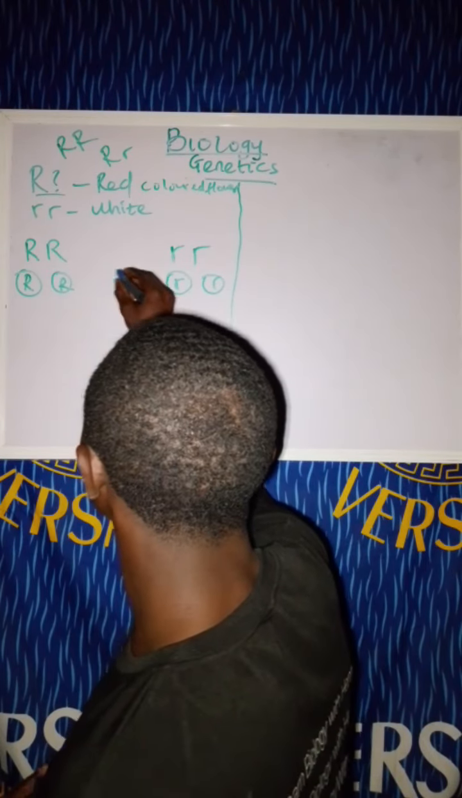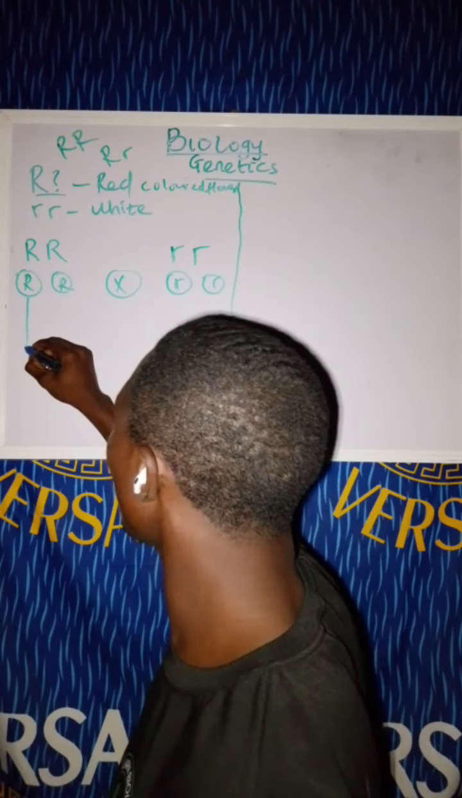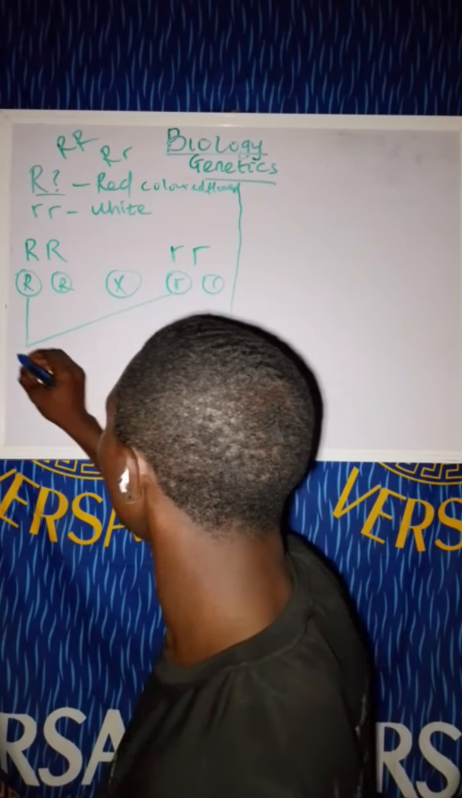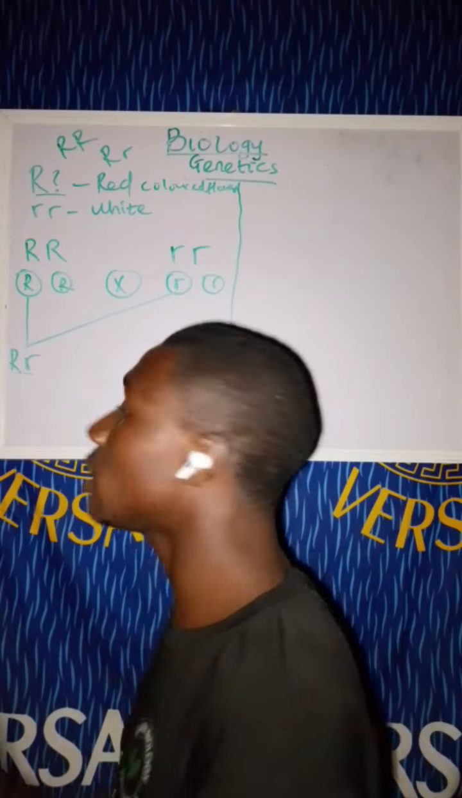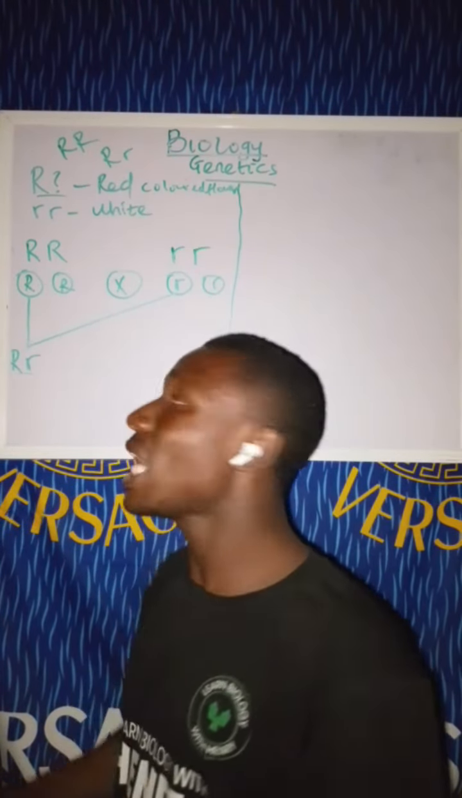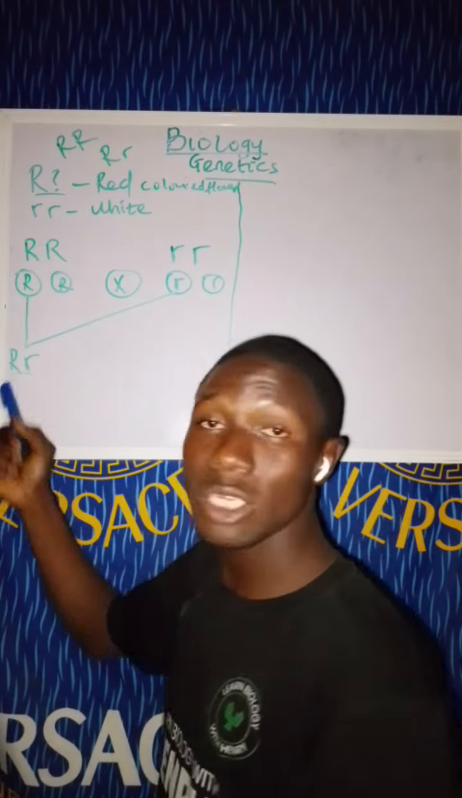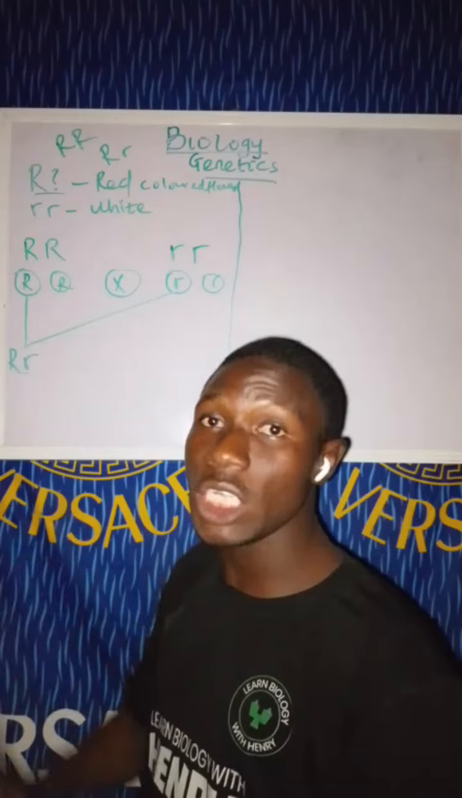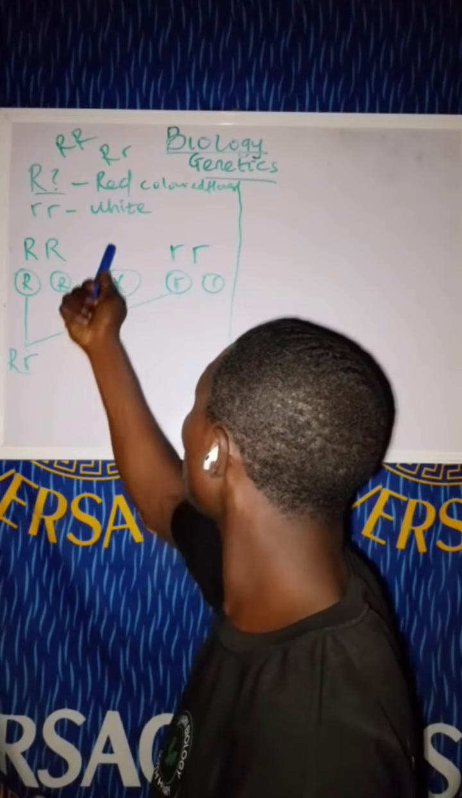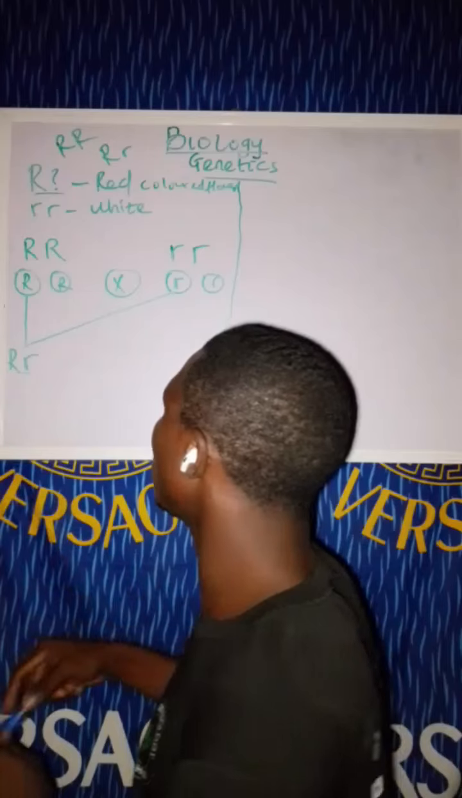Then genetic crossing takes place. This gamete, which contains the gene for red color, crosses with this gamete to produce capital letter R, small letter r. So this offspring is said to be heterozygous for that trait. Why? Because it contains the gene that shows the dominant character, which is color red, and at the same time contains the gene which shows the white color. But in this case, this small letter r is recessive.